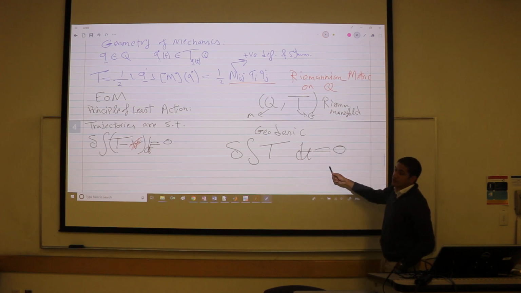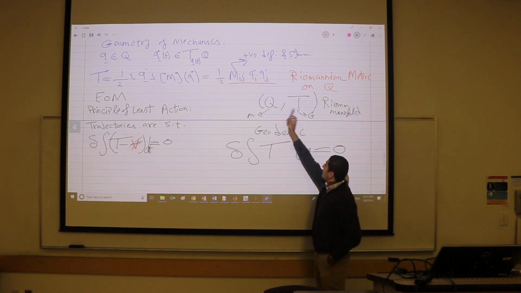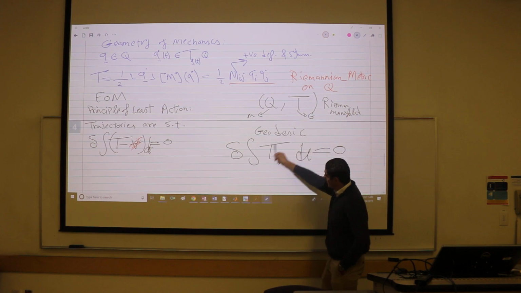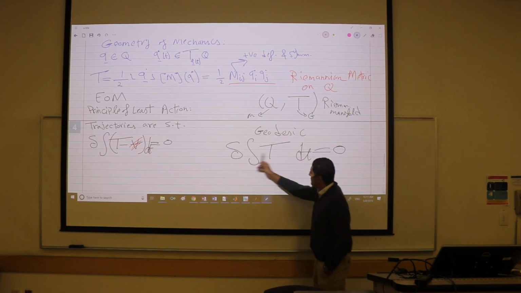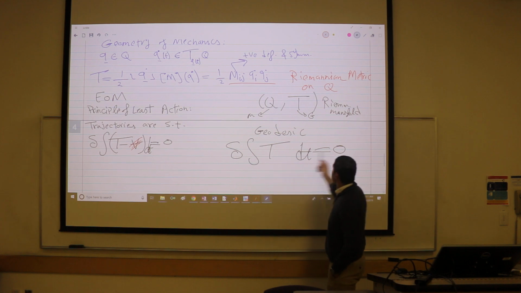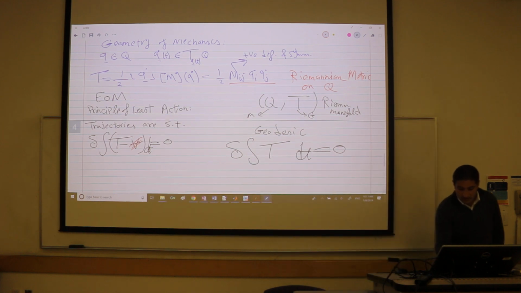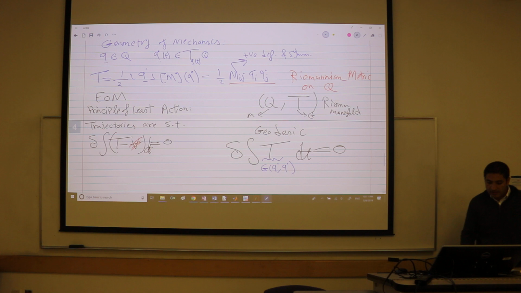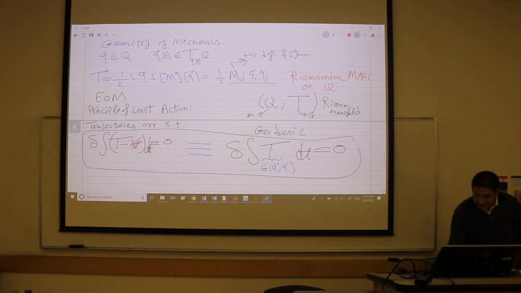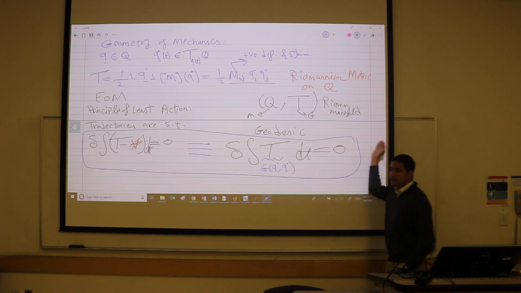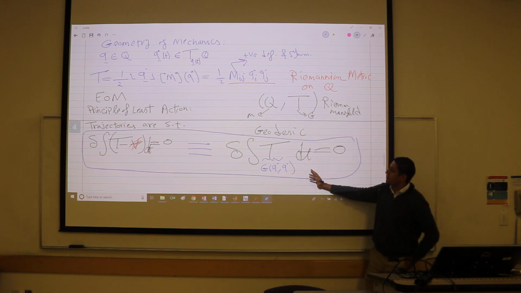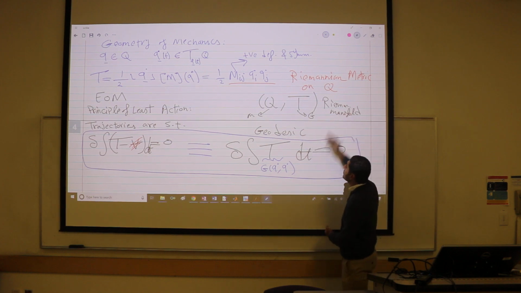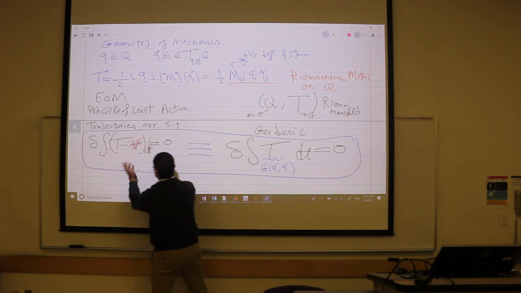This is what we studied today. Give me a manifold, the Riemannian metric on it. The geodesic is just the minimum, which is the first variation, the first derivative of this integral is 0. If it makes you feel better, this is G of q dot and q dot, right? And you can see that these are indeed equivalent. They are exactly the same. The first variation of the integral of kinetic energy is 0. Here we arrive at it from this perspective. It's a geodesic on Q. Here it's just the principle of least action.